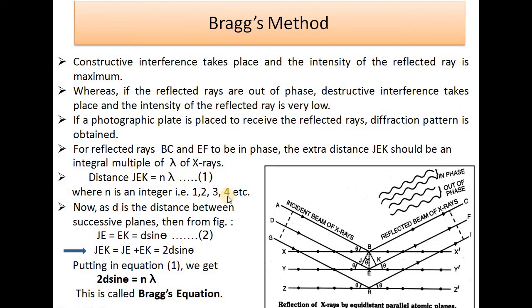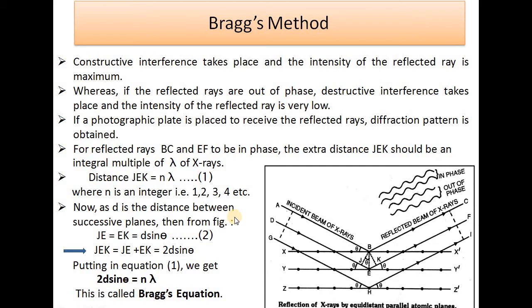Now, for reflected rays BC and EF to be in phase, what condition should be followed? The extra distance JEK should be an integral multiple of the wavelength of the X-rays. For constructive interference to take place, this extra distance JE plus EK must be an integral multiple of the wavelength of the X-rays, where n is an integer 1, 2, 3, 4, etc.